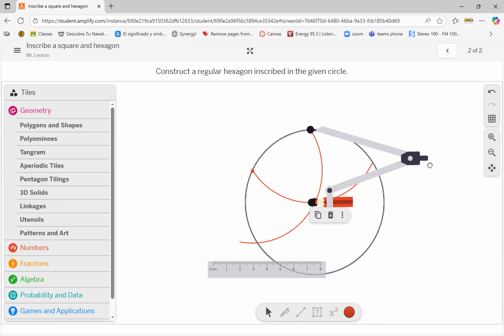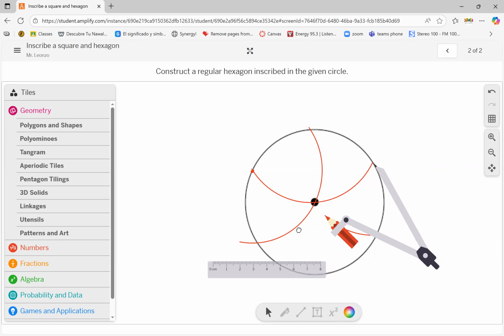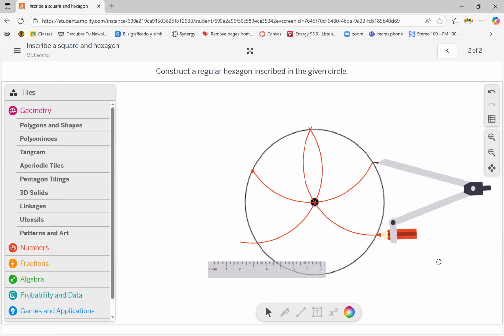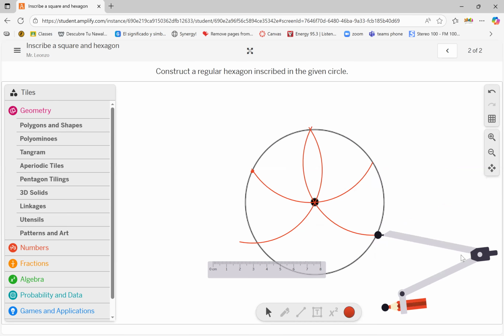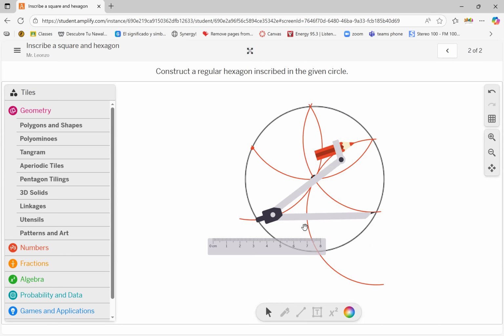Okay, now let me move my compass here. Am I on the point? Yep. It's creating like a little flower. Am I on the corner? Yeah, it seems like I'm right there on the point. Pretty cool. It's creating like a little flower. We call that a daisy design.